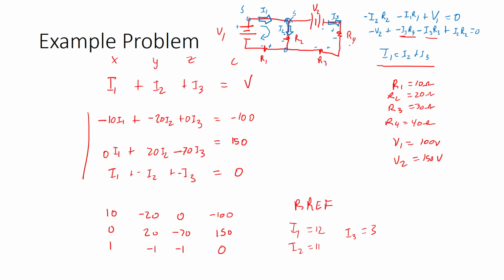And once I know the current through each resistor, then all I have to do is multiply by the resistance to get its voltage drop. So that reduced row echelon function on your calculator is handy. It'll work for any system of linear equations. If you have one more unknown current, then you're going to have one more equation. So you would extend your columns to 5 and your rows to 4.